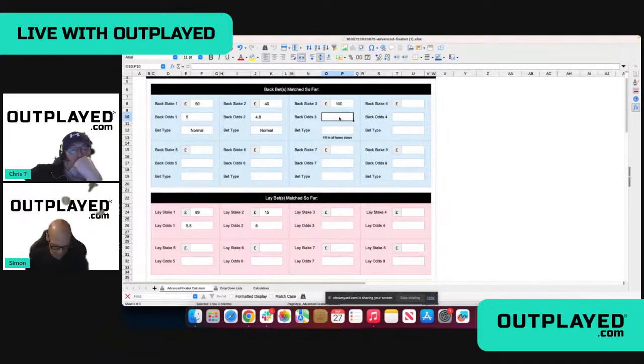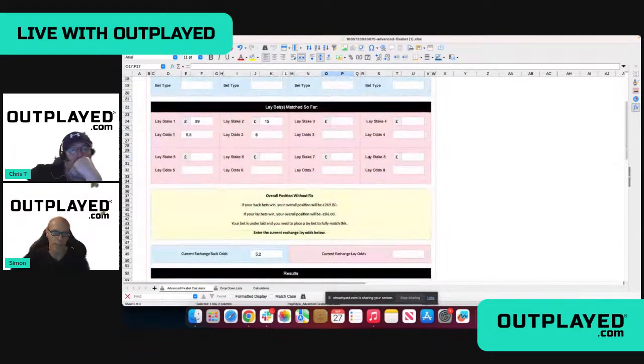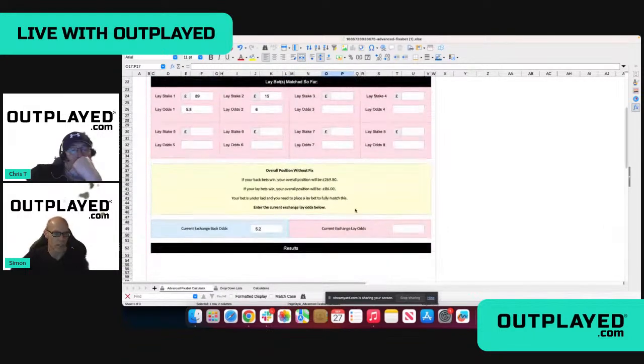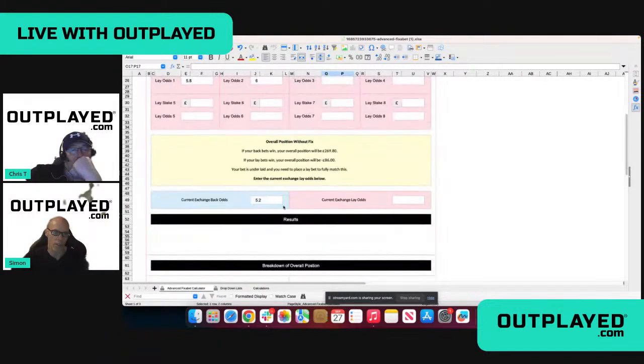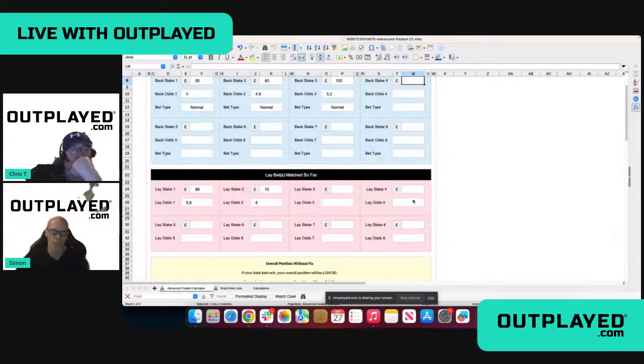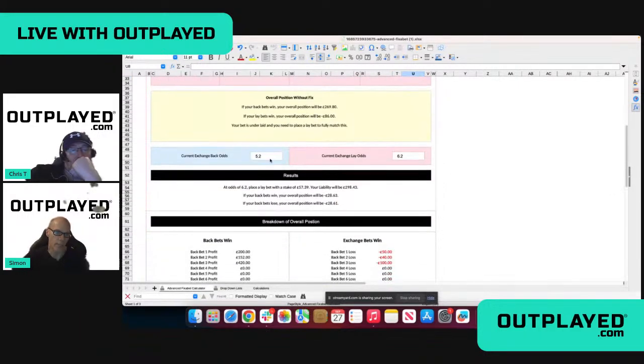Let's say you've backed too much, a random £100 bet on at 5.2, normal bet, you've massively overbacked it. Make a lovely profit if the back bet wins, big loss if it loses. And so it says enter the exchange odds. So it ignores this and you just use this. So let's say this is 6.2. It ignores that, that's irrelevant. And then it says what you need to do. You place a lay bet.